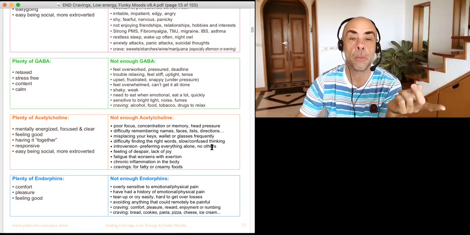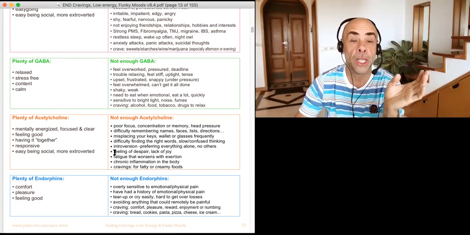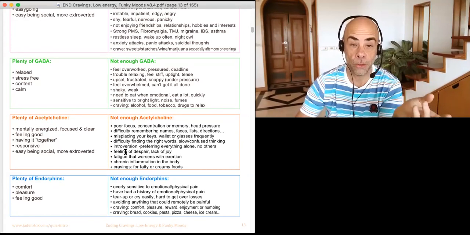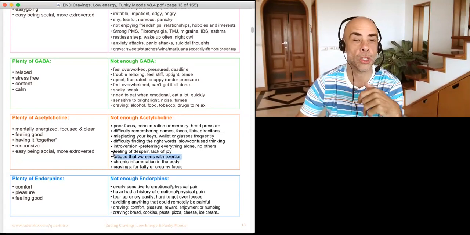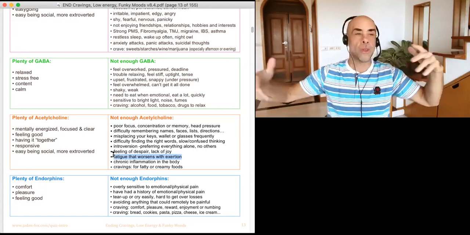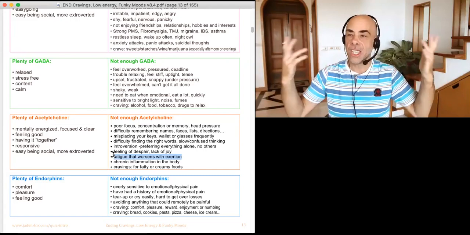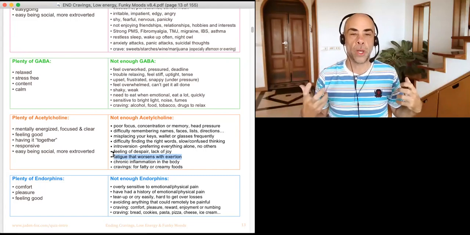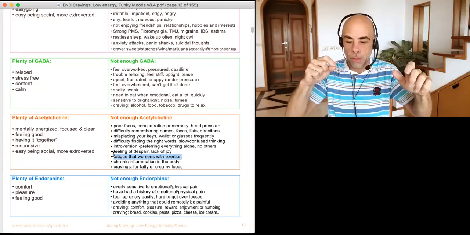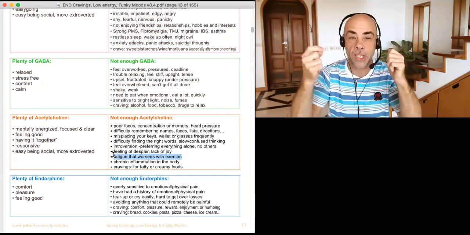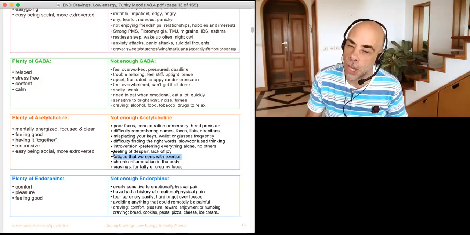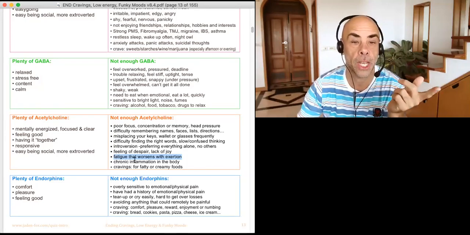Introverted, again, preferring to be alone. A feeling of despair, a lack of joy. A fatigue that worsens with exertion. You do a little bit of even just thinking, like you're not even physically doing things. You need to figure out stuff, or you need to process something, and you just start to get tired. That's another indicator.